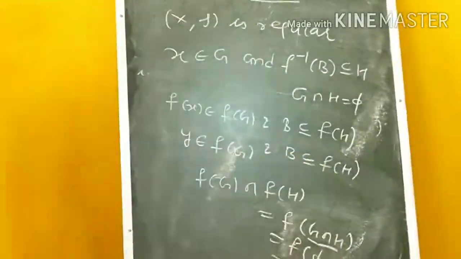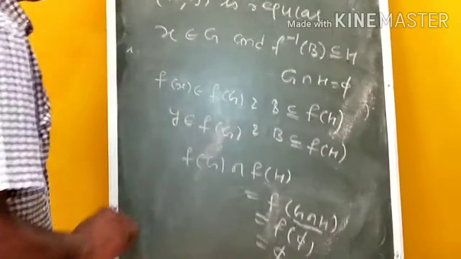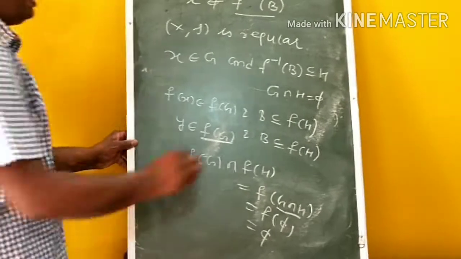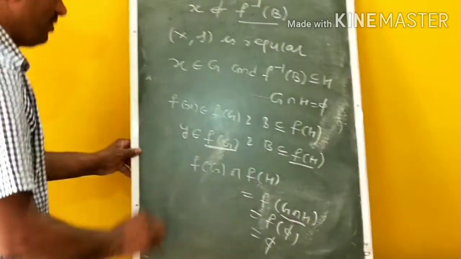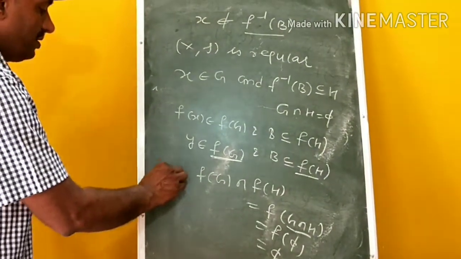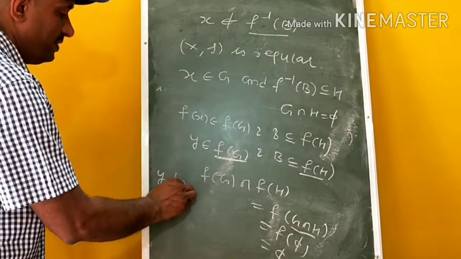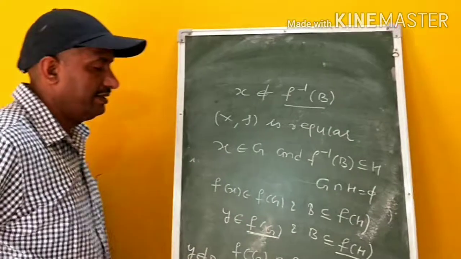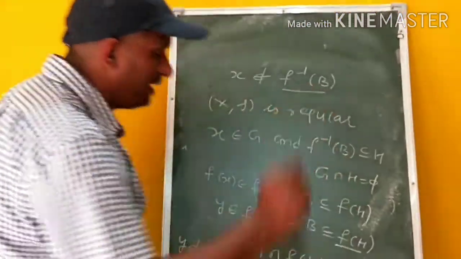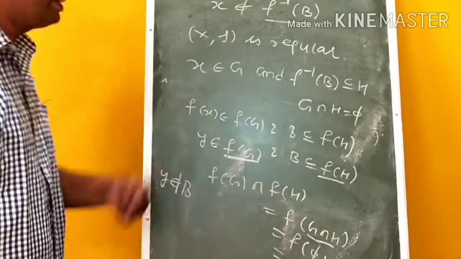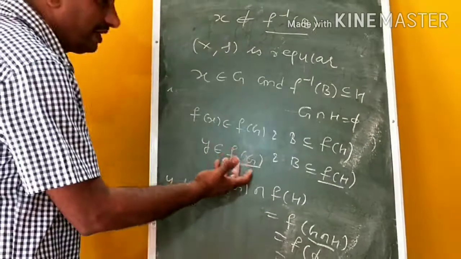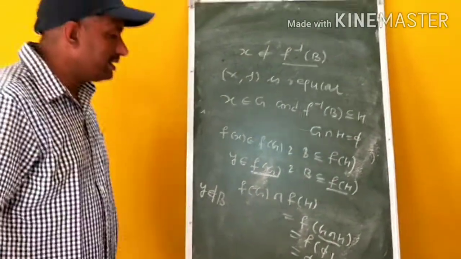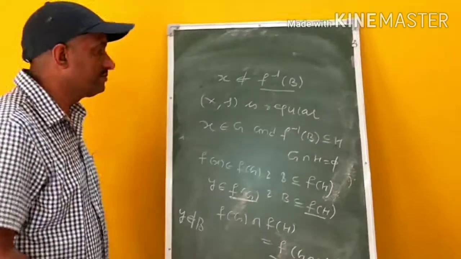Hence we have found two open sets, in fact disjoint open sets f(G) and f(H), for y does not belong to B, such that y belongs to f(G) and B is contained in f(H), and this is the definition of regular space. Hence topological property holds in regular space.